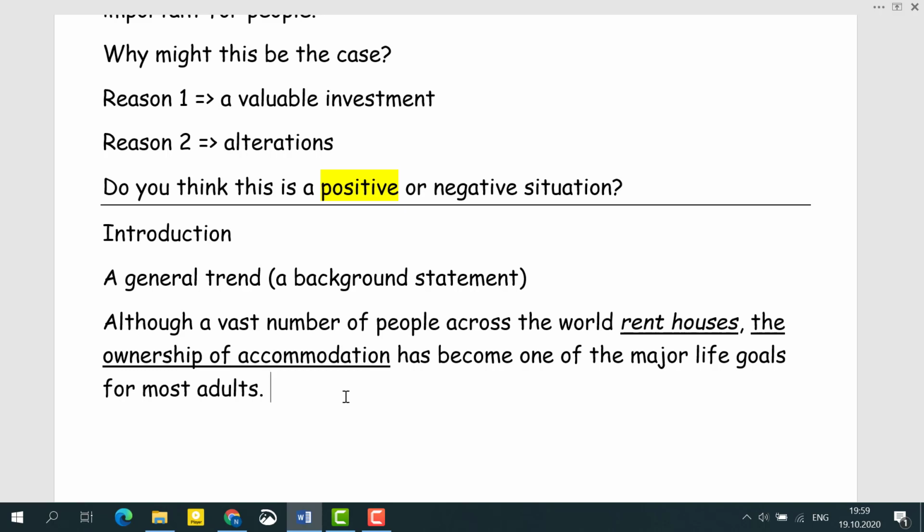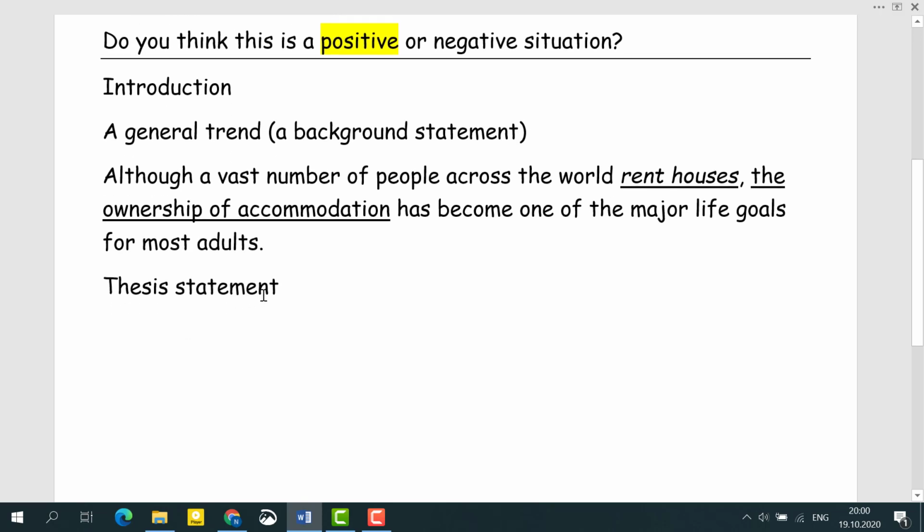Okay, now what's the next sentence? The next sentence is called thesis statement. Thesis statement basically means our position, okay, what we believe is true, okay, because the question is, do you think it's a positive or negative situation? And then also the examiner wants to see the first reason and the second reason. So this is our plan, and that's exactly what I need to include here.